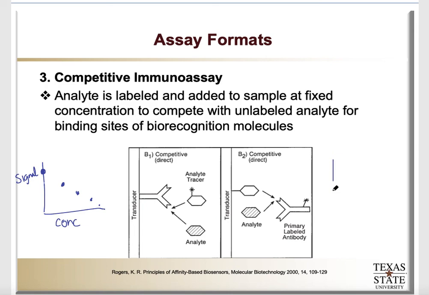And so again, in terms of signal, as the concentration of the gray analyte, which comes from your biological sample, increases, you're going to have less and less of that primary labeled antibody actually binding to the surface, to that immobilized tracer analyte. I hope that this makes sense. And if it doesn't, give me a call, send me an email. All right.